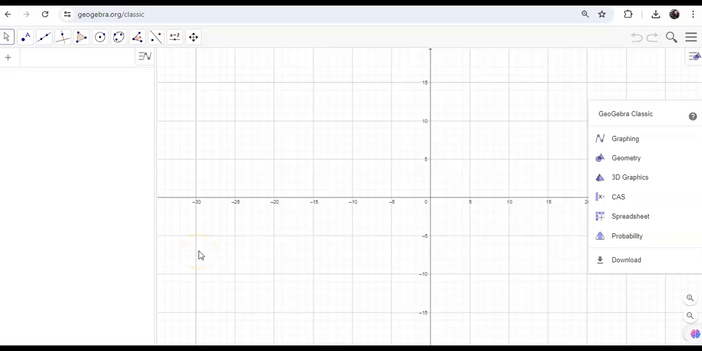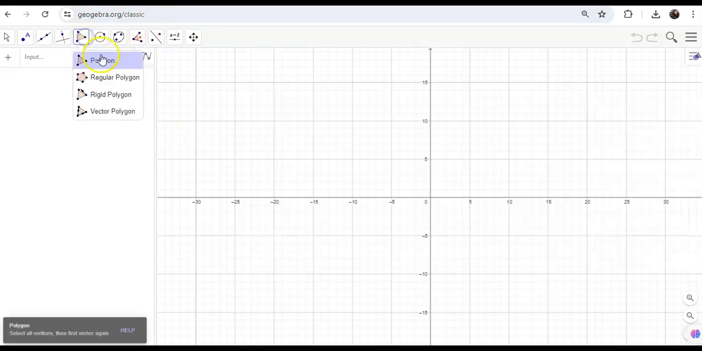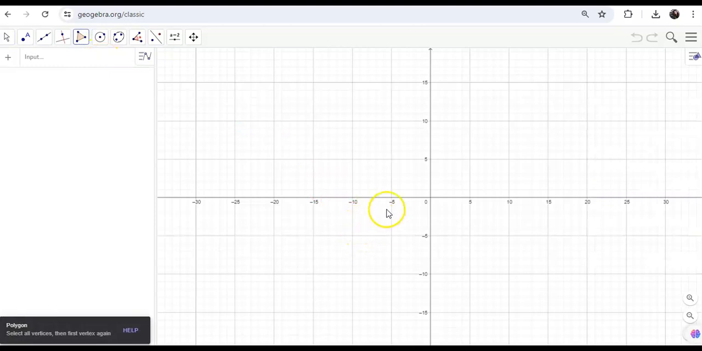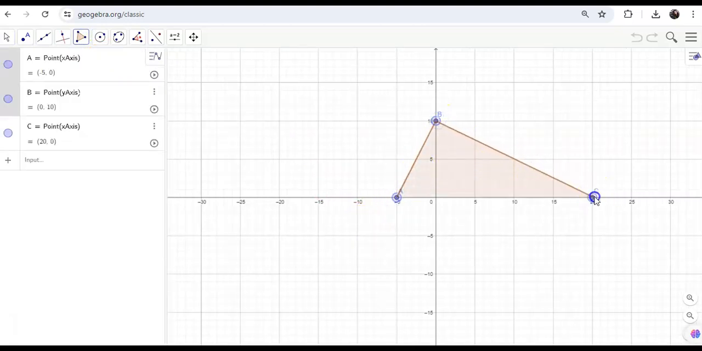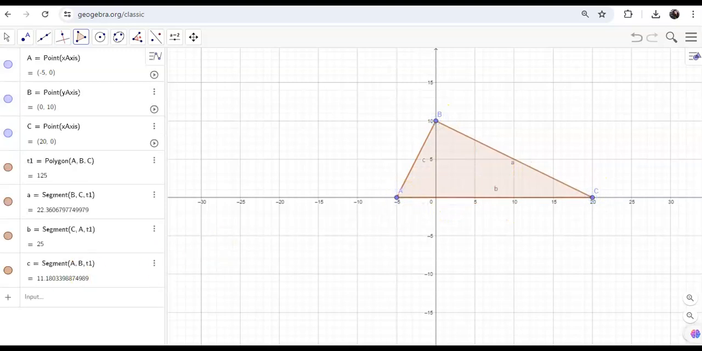So let's construct the geometric representation of square root of AB in GeoGebra. And here are the steps. So first, we're going to go to GeoGebra Classic. That's geogebra.org/classic. And then we're going to create an acute triangle. And then we're going to draw the altitude.